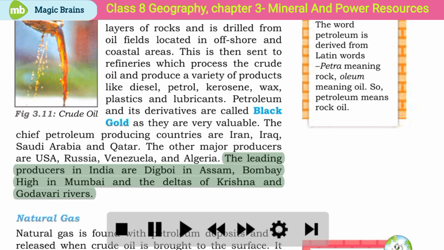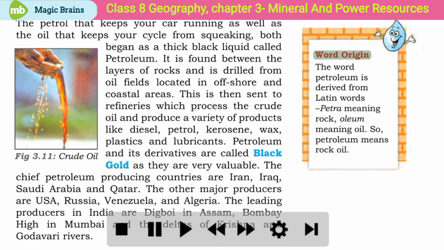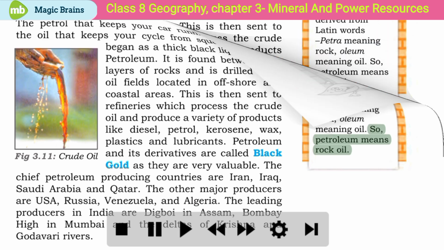On the top right side, there is an orange box which reads word origin. The word petroleum is derived from Latin words petra, meaning rock, and oleum, meaning oil. So, petroleum means rock oil.